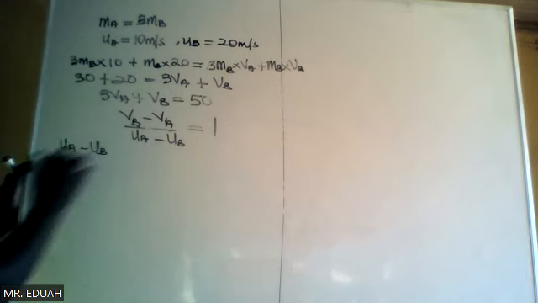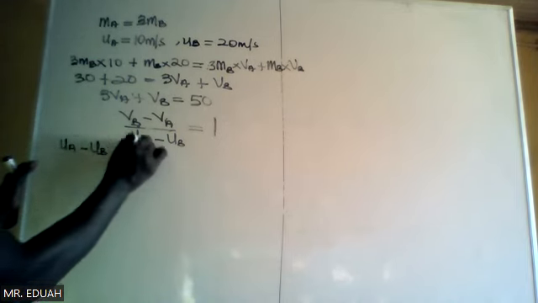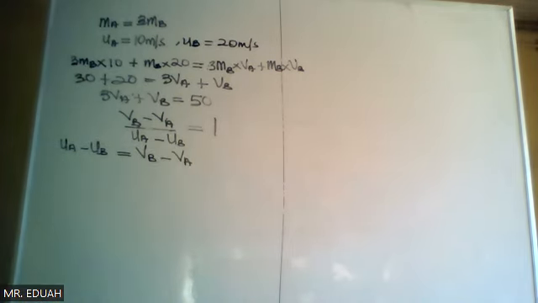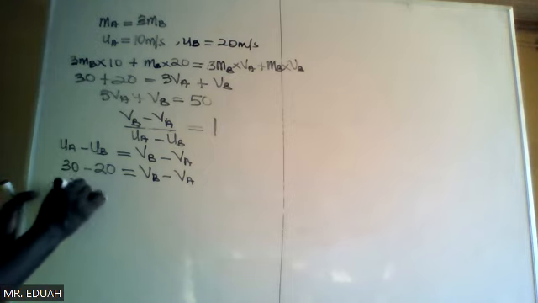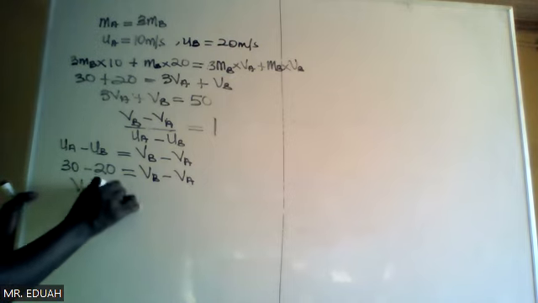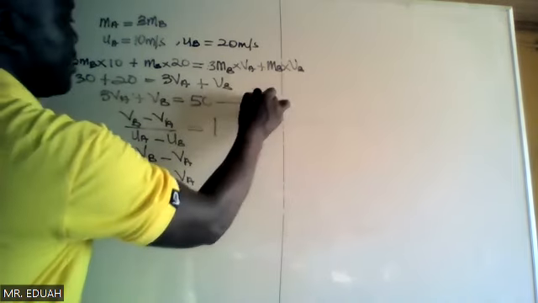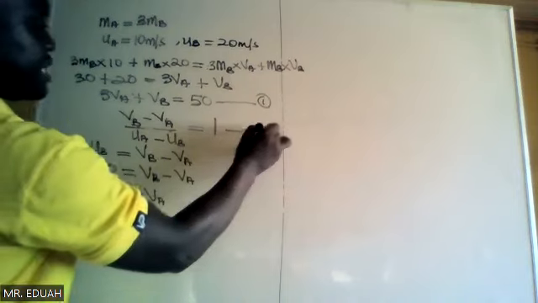Relative velocity of approach being equal to relative velocity of separation. Because the bodies were moving in the same direction, 30 minus 20 is equal to VB minus VA. Let's make VB the subject. VB is equal to 10 plus VA. So you have this as equation 1, and you have the other as equation 2.